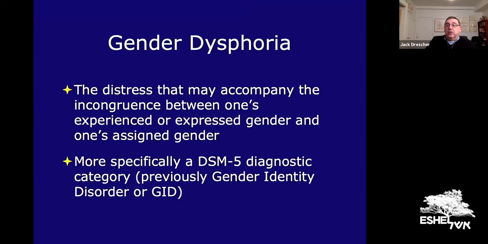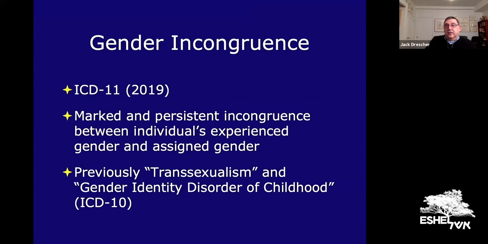Gender dysphoria historically is the distress that can accompany the incongruence between an experienced or expressed gender and one's assigned gender. It's the term that we decided to give the diagnosis in DSM-5, which replaced something that used to be called gender identity disorder, and in the ICD used to be called transsexualism. In the ICD, we changed the name to gender incongruence, because it used to be called transsexualism in adolescents and adults and gender identity disorder of childhood. We didn't use the word dysphoria because the ICD took the diagnosis of gender incongruence out of the mental disorder section of the DSM. I'll talk a little bit more about that later.